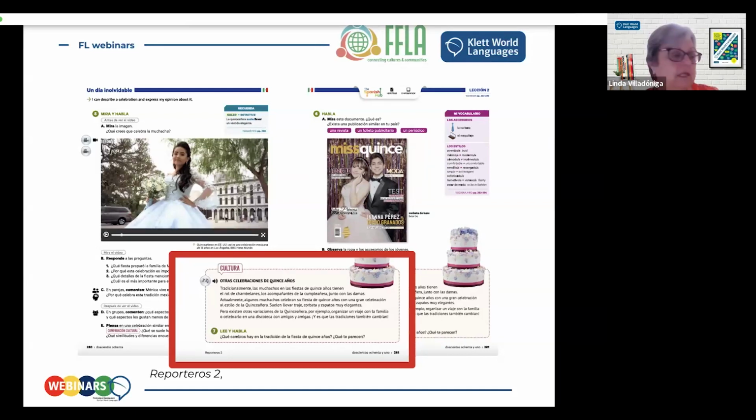Compare it to the Sweet 16 celebration in the United States. In some places, they still do it. The coming out, the socialite coming out, like in New York. You can compare it to the bar mitzvah and the bat mitzvah for the Jewish community, and see if maybe there is an Asian equivalent, and you can bring it to life that way. Next, please.